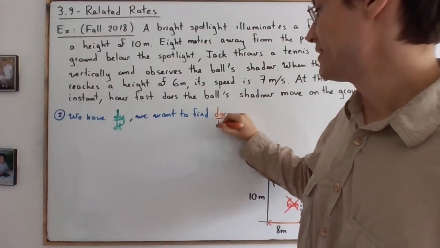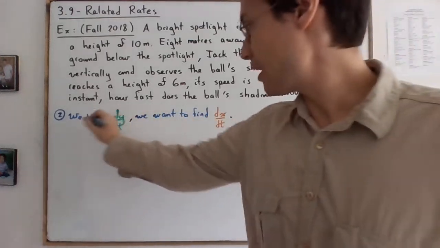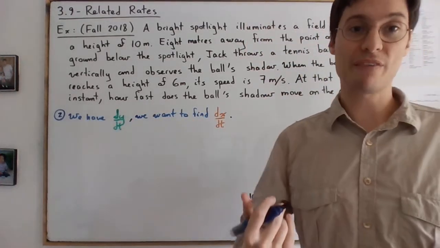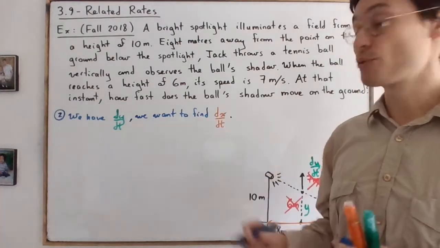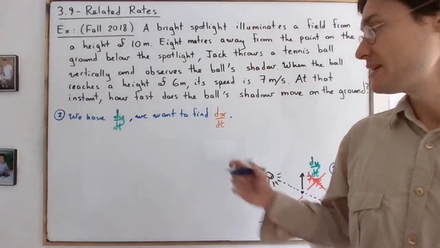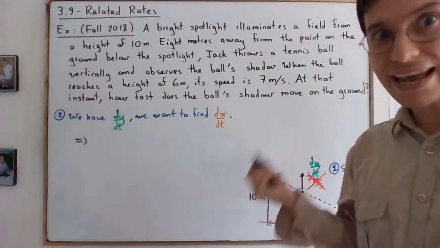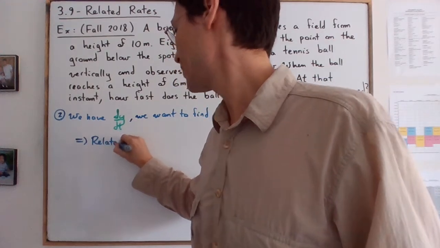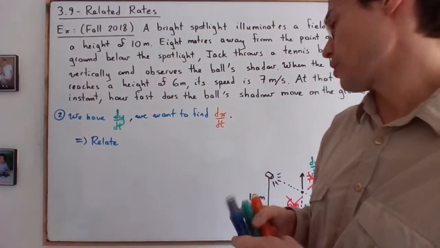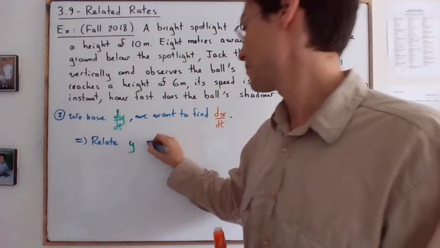A lot of students skip that step of writing down what they have and what they want to find. It's up to you guys, but I recommend that you write it. And the reason for it is because it's going to make it clear that you want to relate x and y. So relate x, or let's put it this way, relate y and x.